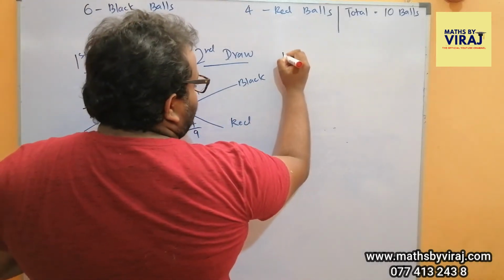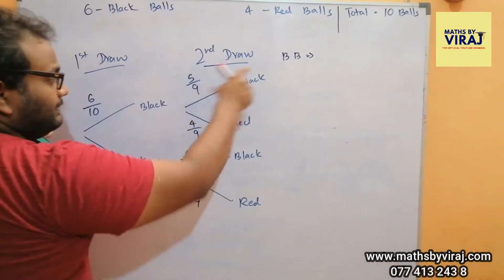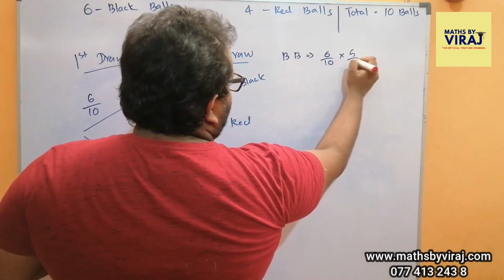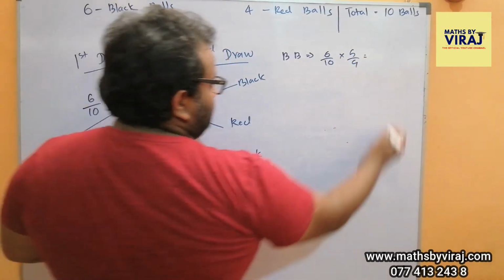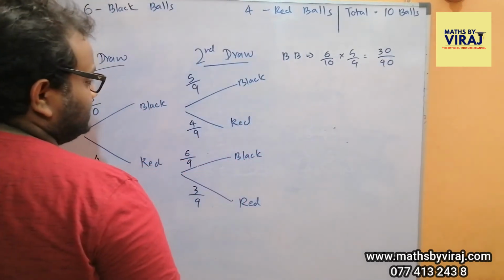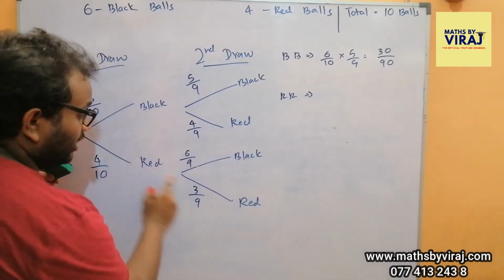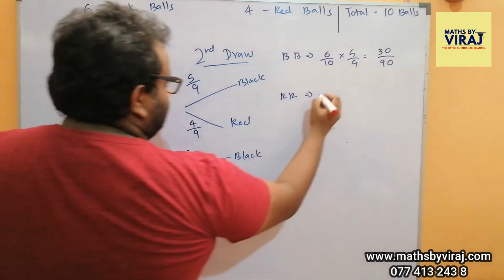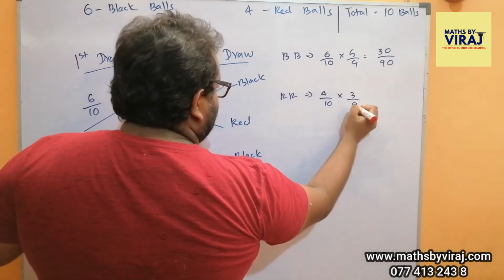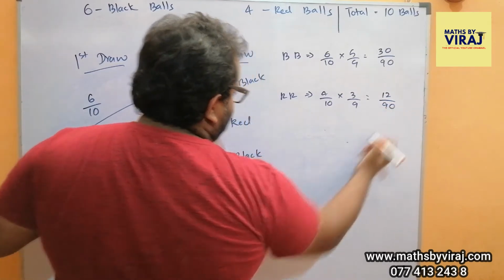What is the probability of getting a black and a black? Black and black, along the branches we multiply 6 over 10 into 5 over 9. The answer is 30 over 90. What is the probability of getting a red and a red? Along the branches you multiply 4 over 10 into 3 over 9. The answer is 12 over 90.